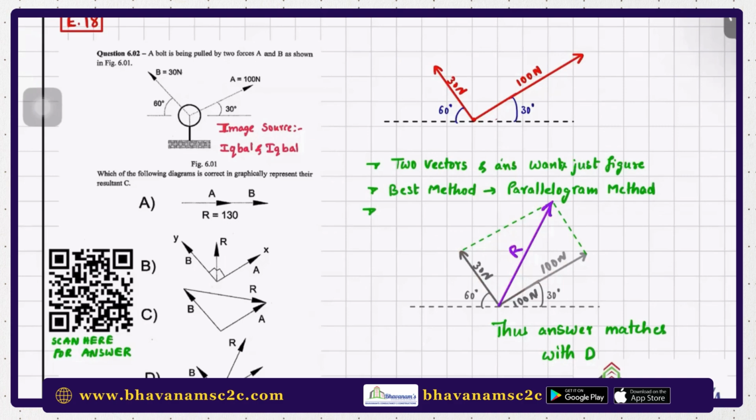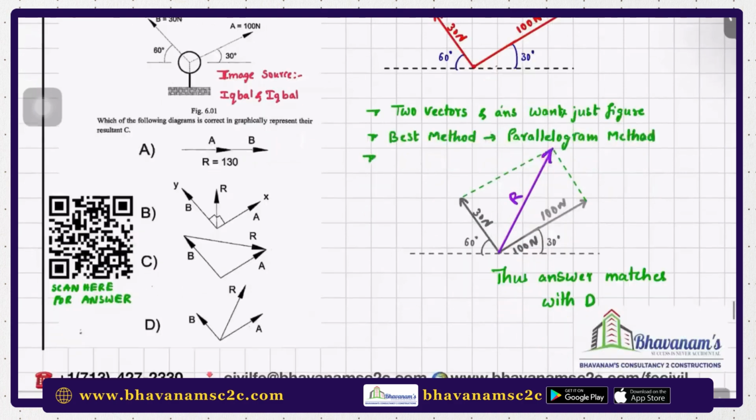Even sometimes, if they ask you the magnitude, suppose this is 30 newtons and this is 100 newtons, and they asked you the magnitude of the resultant. Then also, if the options are in such a way that only one magnitude is bigger than 30 and 100 newtons, and all other magnitudes are smaller than 30 and 100, then we can easily pick up that magnitude.